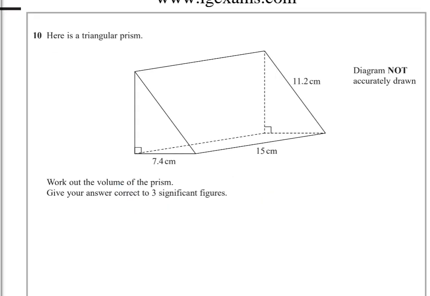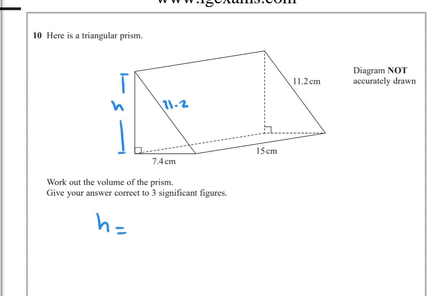Number 10, here's a triangular prism. Work out the volume of the prism. Volume of prism equals base area times the length. Base area, so area of triangle, times the length, which is 15. Now to find the area of this triangle, we have the base, so we need to find the height. This is 11.2, so this is also 11.2. Now we can find the height using Pythagoras' theorem.